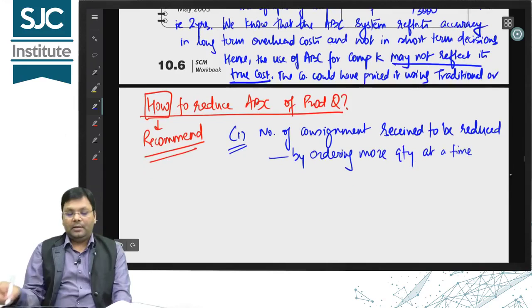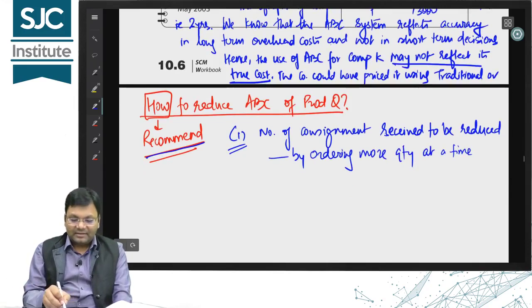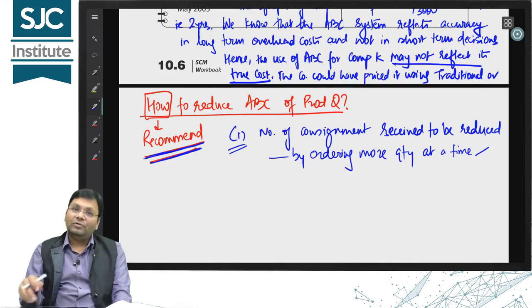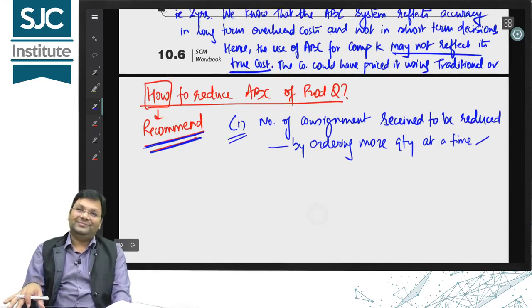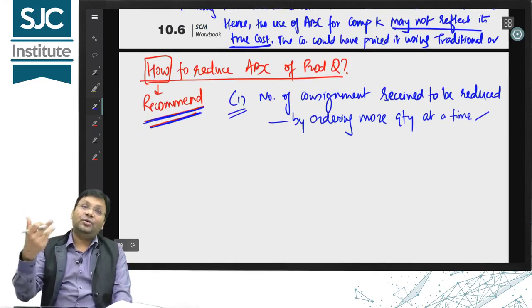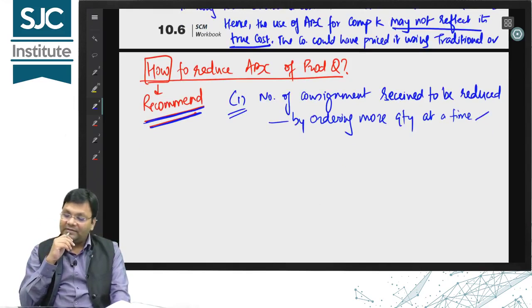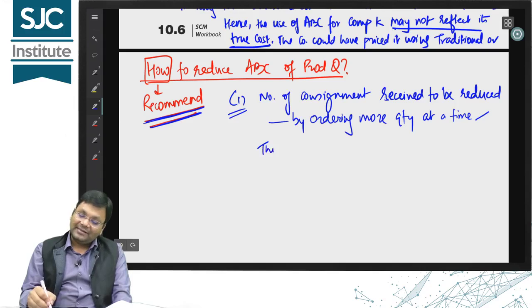Okay. Now whenever the answer is a recommendation, when you are writing a recommendation, you need to substantiate your basis for writing this. How did it click to you? Number of consignments received to be reduced. How did it click to you? So you can substantiate this by explaining the details of P and Q.